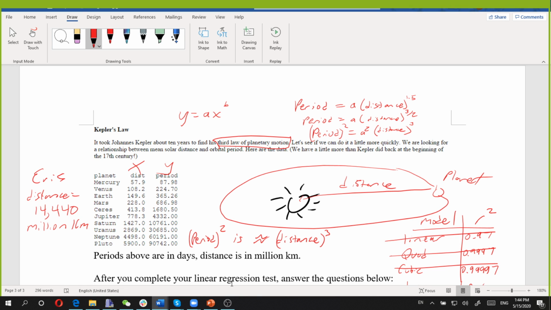Yes. So the range of values that we used to construct our model were between 58 million kilometers away from the sun and 900 million kilometers away from the sun. Because this value is outside of the data range that we used to build our model, we don't have any evidence to say that the model will continue.